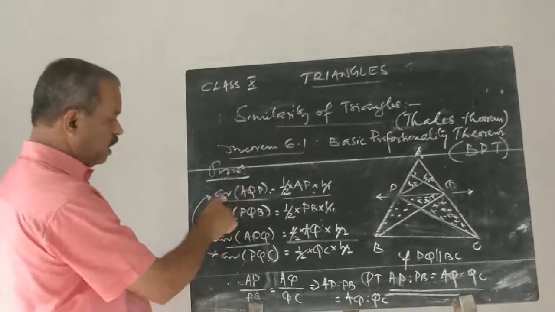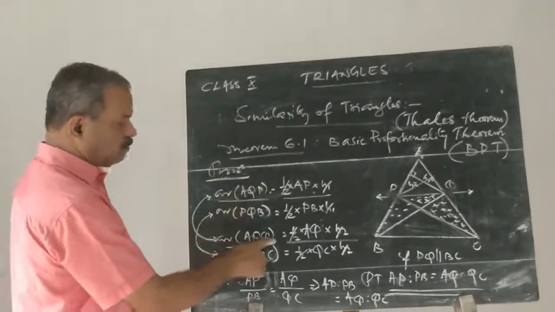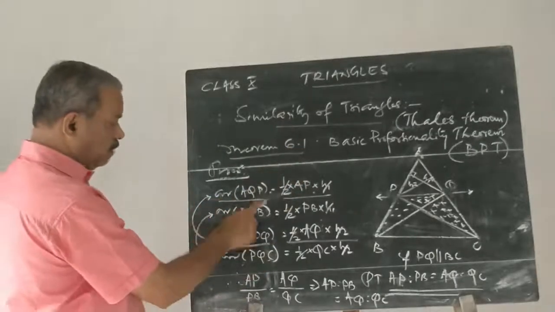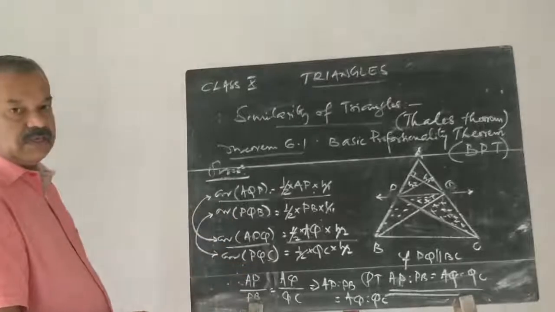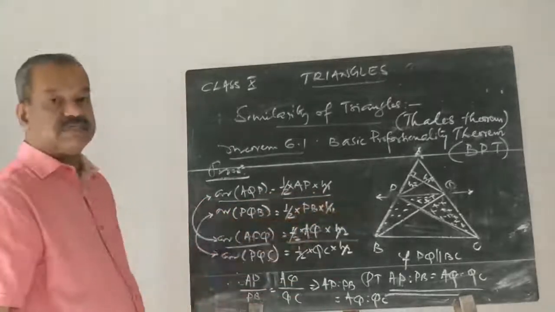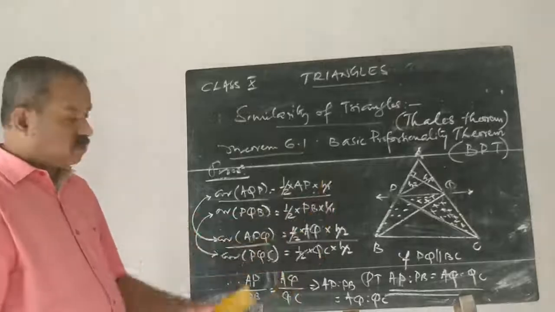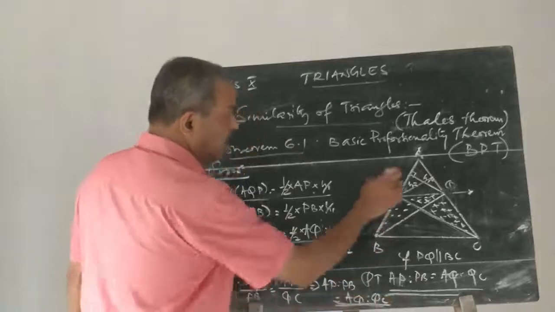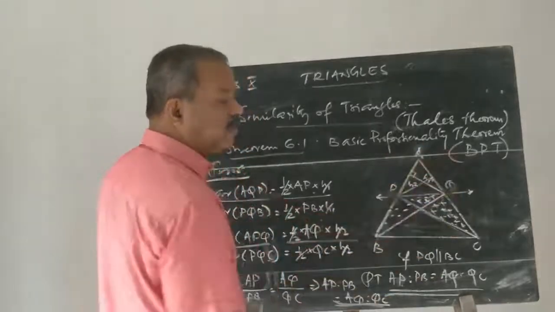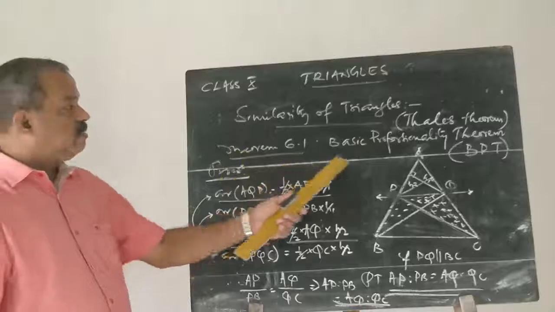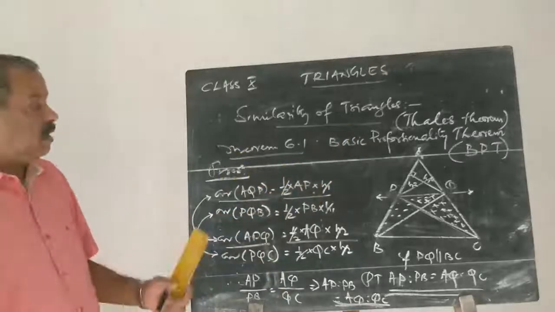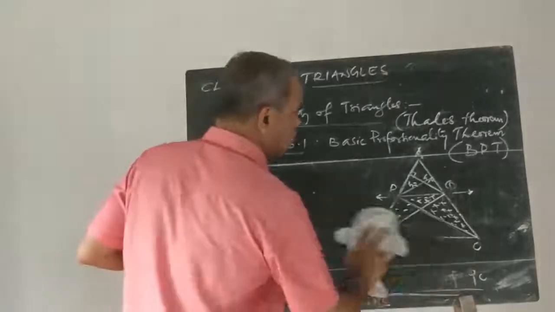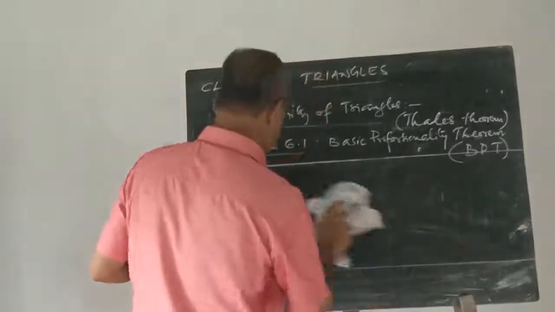Area of AQP equals area of APQ, the same triangle. Area of PQB equals area of PQC, areas of triangles with the same base and standing between the same parallels. So their areas are equal. Thus, we get AP by PB equal to AQ by QC. This is what is called the basic proportionality theorem, theorem 6.2.